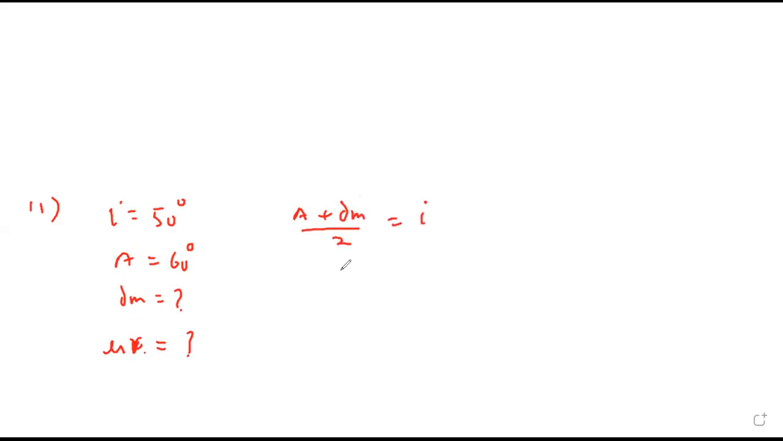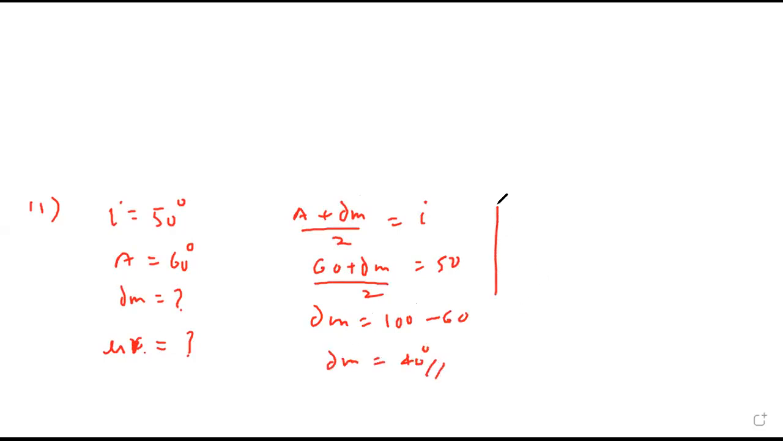A ray of light incident at 50 degrees on a 60 degree prism suffers minimum deviation. Find the angle of minimum deviation and the refractive index. So to get delta m, I can directly write at minimum deviation, (A plus delta m) upon 2 is 50, that is (60 plus delta m) upon 2 is 50. Delta m will be 100 minus 60. Delta m equals 40.